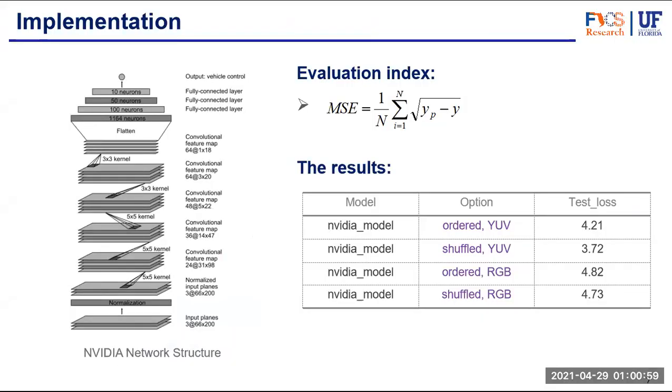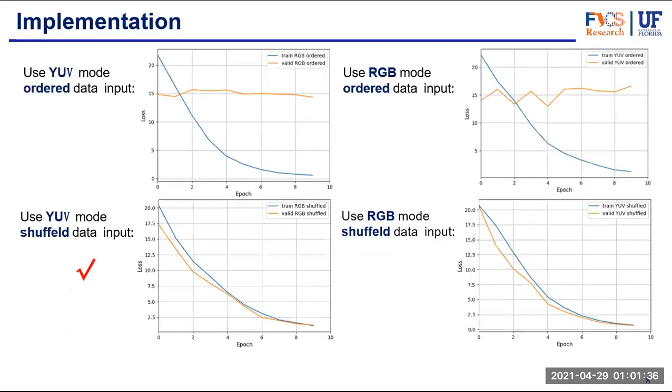The result obtained after model training is shown in the table on the right. They are all based on NVIDIA as the benchmark model, but the data is input in order or out of order, and the color model is in YUV or RGB format. A total of 4 sets of results are obtained. It can be seen from the obtained test loss values that the model effect of shuffled input data is significantly better than that of ordered input data, and the model trained in YUV mode has a slight advantage over the RGB mode.